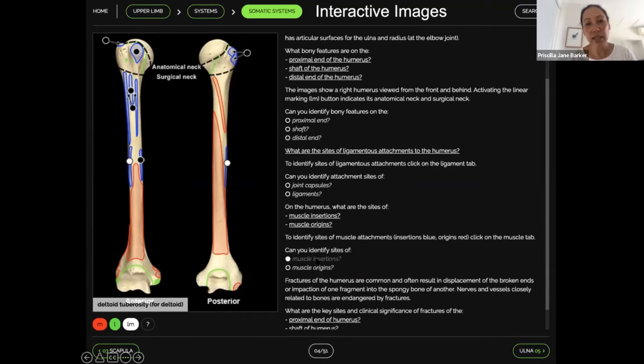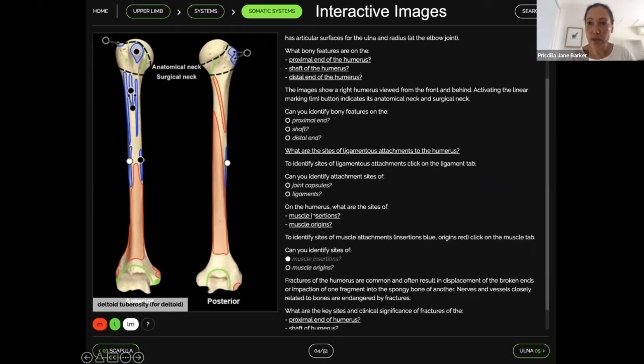So you can click on the italicized text and then roll over any of these little labels. And in this case, the one we've rolled over and it's gone white is the deltoid tuberosity for attachment of the muscle deltoid. So that's quite interactive and enables you to test yourself on those important structures in the image. And it's a really good way to practice for exams and tests.